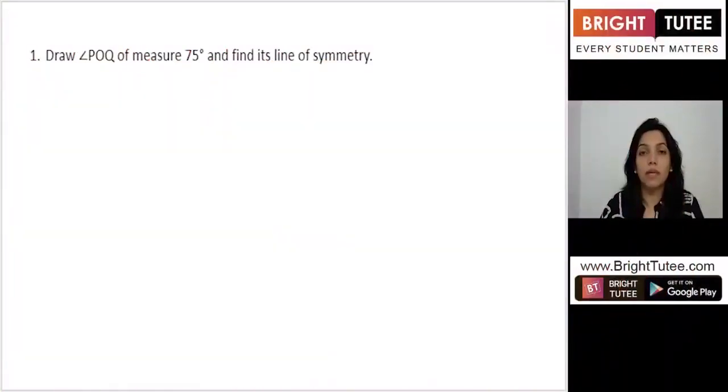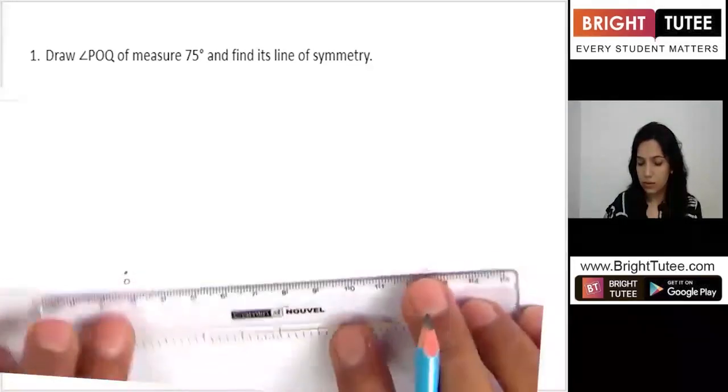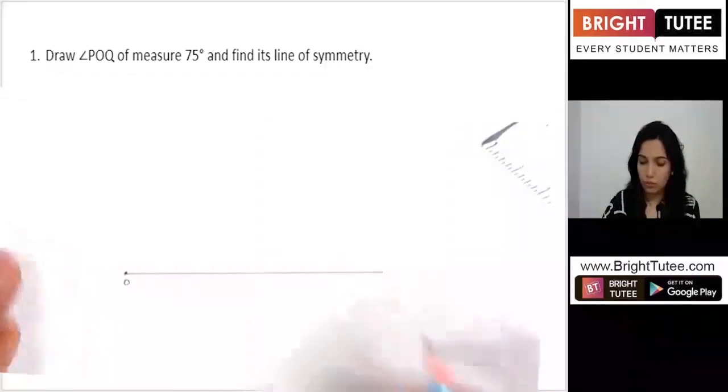Draw angle POQ that is of measure 75 degrees, and we are going to find the line of symmetry. What is line of symmetry? It's just finding the line which is going to divide it into exactly two halves. Okay. So the first step is that you measure 75 degrees using the protractor. It's simple. First of all, make an angle using the protractor.